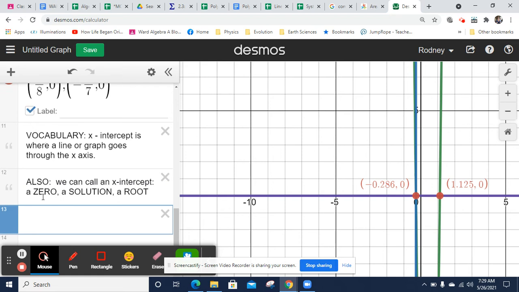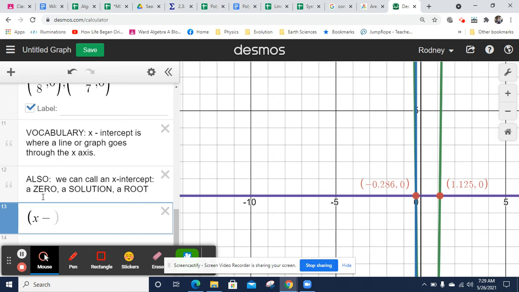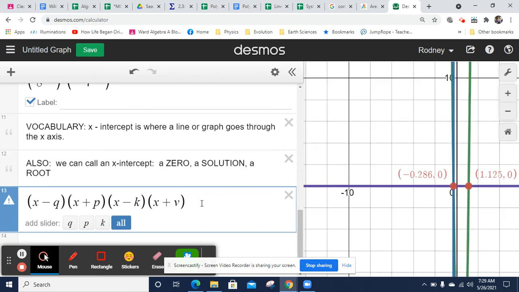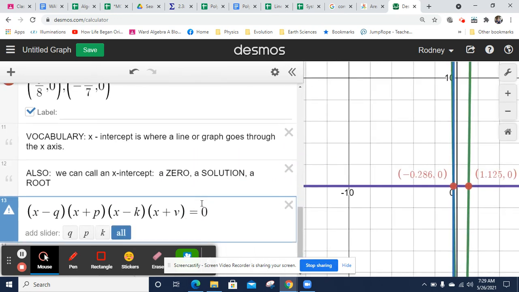Okay. Now, I'm going to tie this up. The basic idea, if I have x minus, let's say I'm going to use letters this time, x minus q times x plus p times x minus k times x plus v. Stretch this out so you can see the whole thing. And if I want that product to equal 0, then what I need to do is identify what x values would make any one of these factors 0.